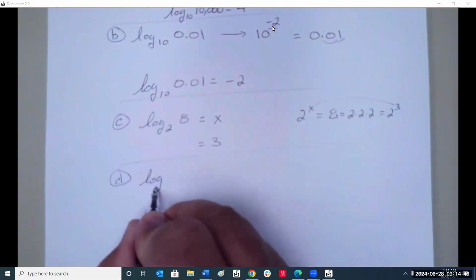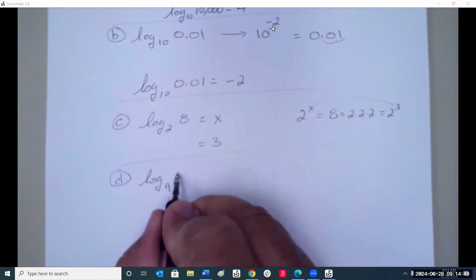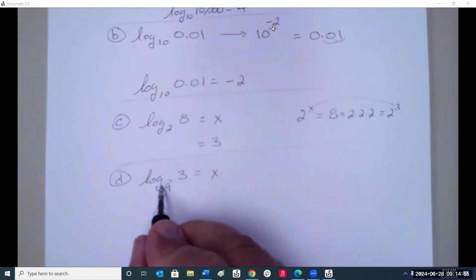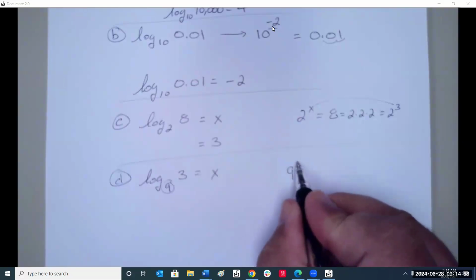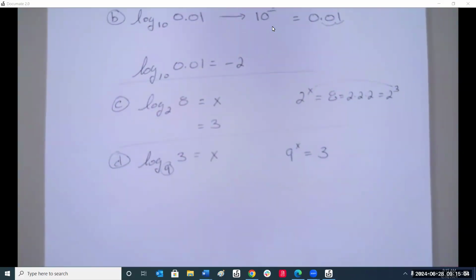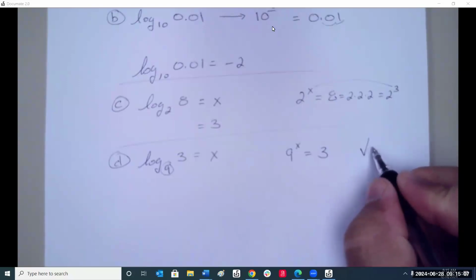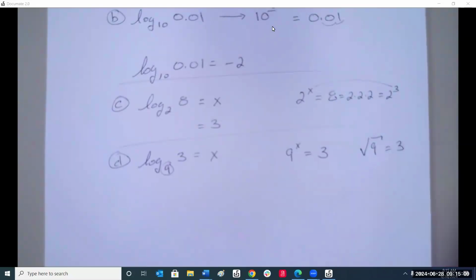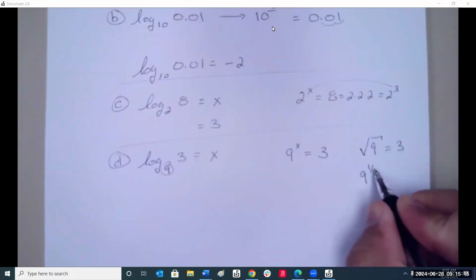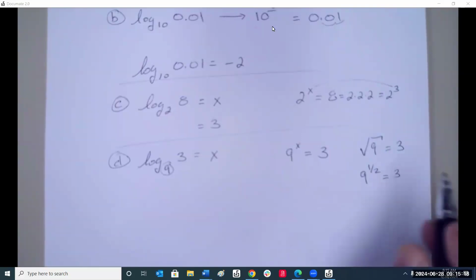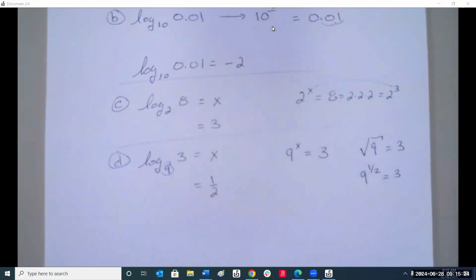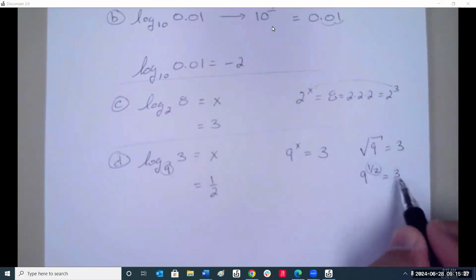D. Log base 9 of 3 equals x. So what does the base have to be raised to equal 3? Well, we know that the square root of 9 equals 3. And converting this to exponential, this equals 1/2, because 9 to the power 1/2 equals 3.